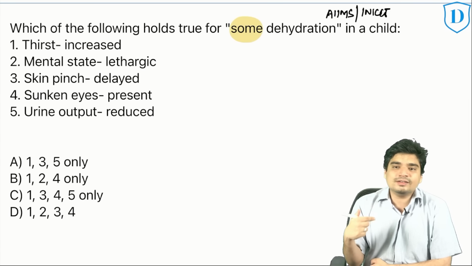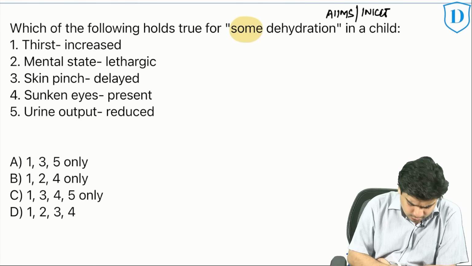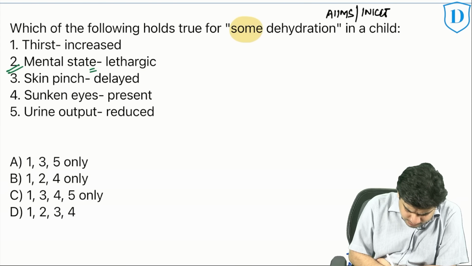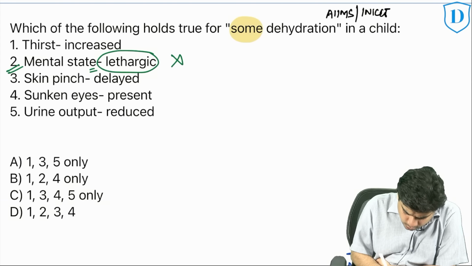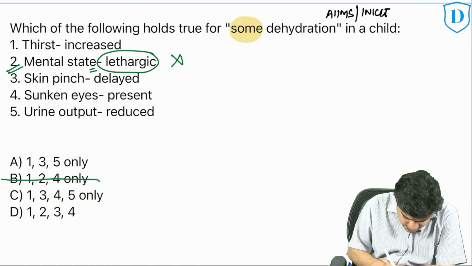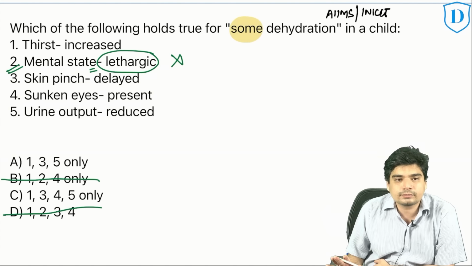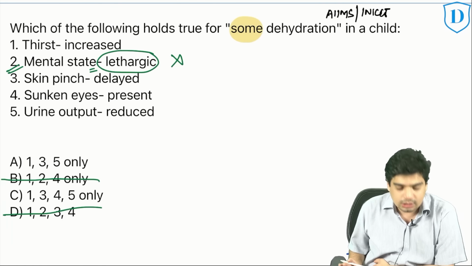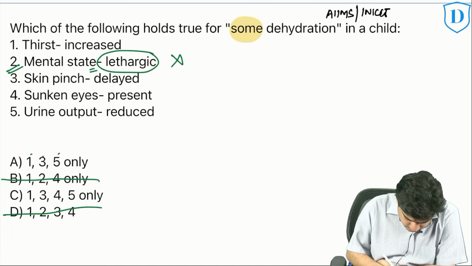Alright, let's look at the options. Let's just look at one option. Let's look at option 2. Option 2 says mental state is lethargic. So option 2 is incorrect. It doesn't hold true. So anything which has option 2, B and D, I can immediately rule out. Now let's look at the other options, 1, 3, 4, 5.